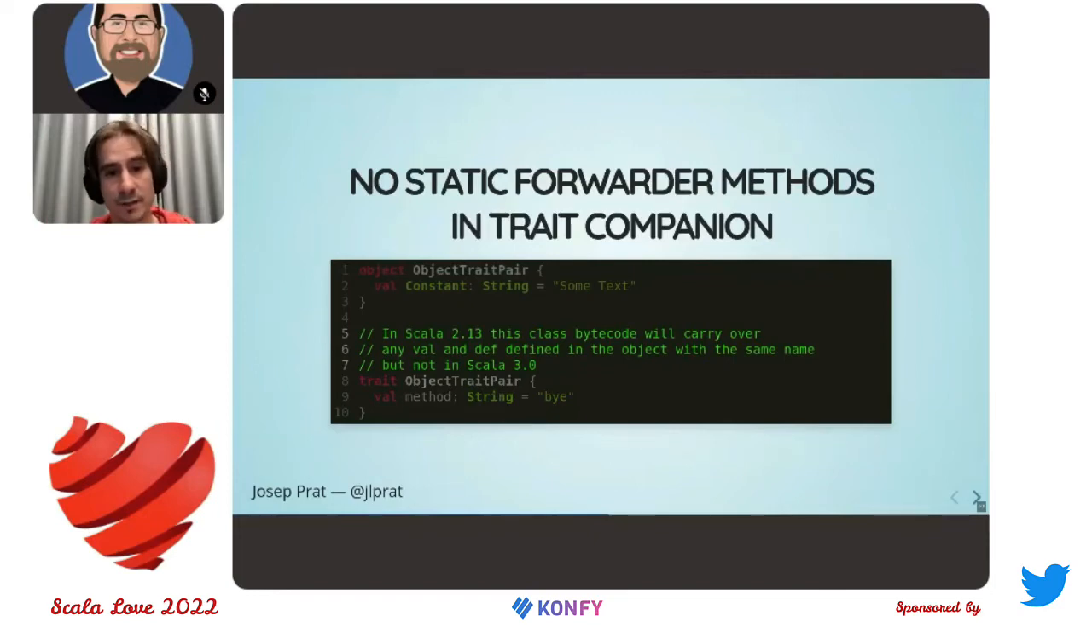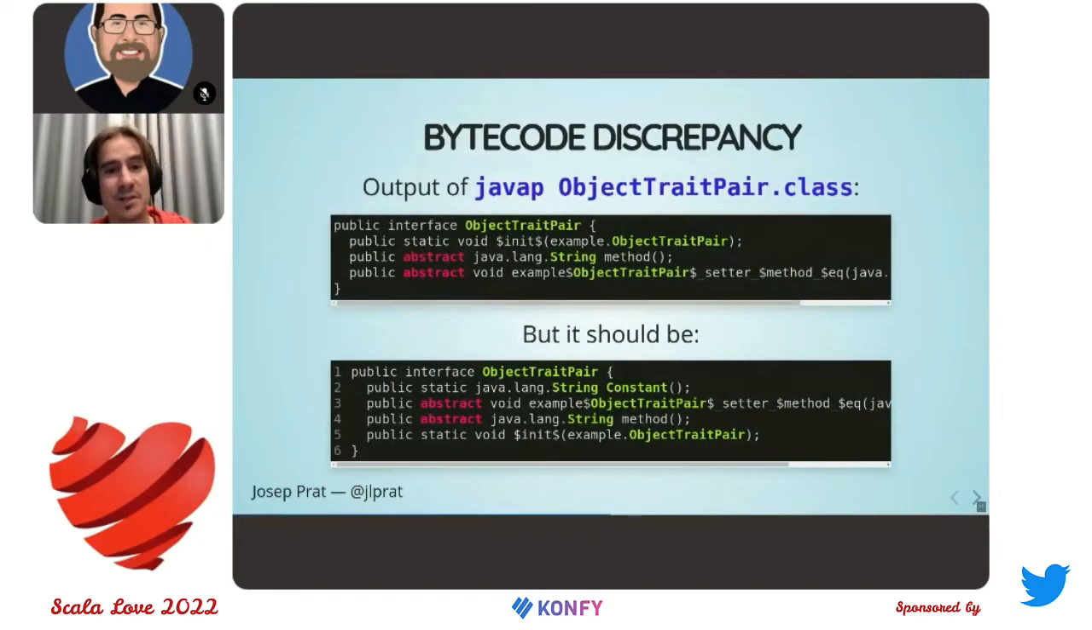In Scala 2.13, this class bytecode will carry over any val and any def defined on the object, the companion object. But that doesn't happen in Scala 3. So if I do the javap of this object trait pair class, that's what you get. You would get the public interface of object trait pair, and you have the three methods, the init one, the string method, and then another one, which is the setter method. However, it should be this thing here, and you can see that there is one method missing.